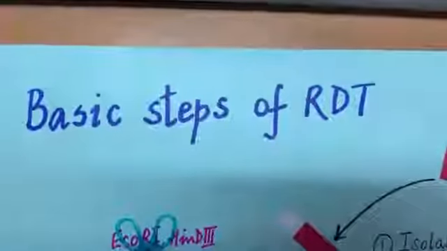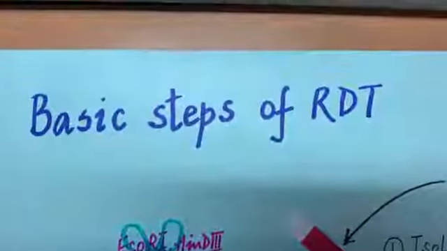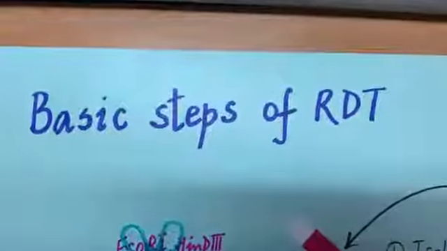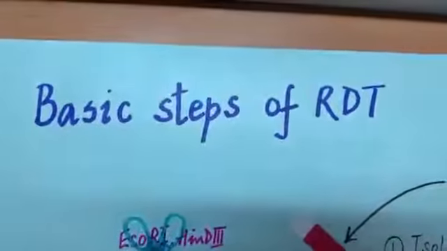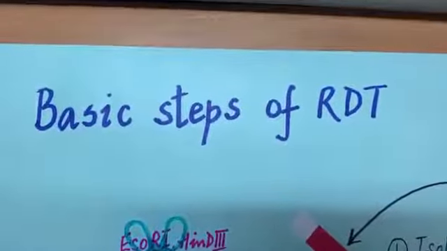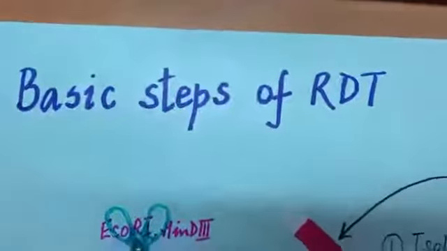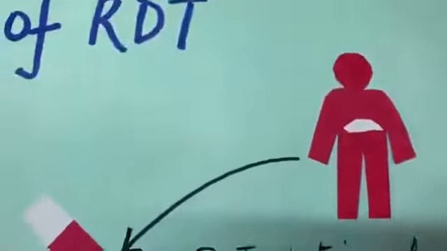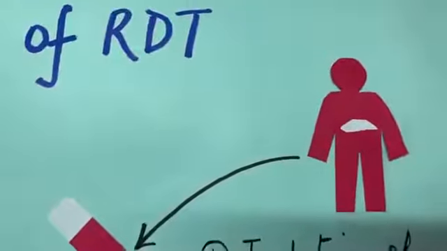Hello, let's understand the basic steps of recombinant DNA technology. Suppose you want to produce insulin on large scale, and insulin is produced by a pancreas in human beings. So then we isolate a fragment from the pancreas which contains the insulin gene, which you can see here.